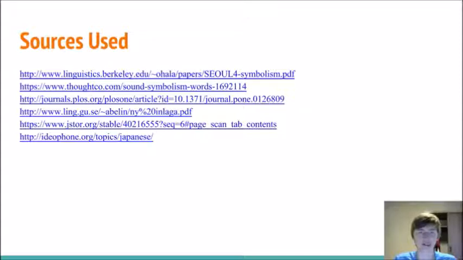If you're interested in sound symbolism as a whole, here are some of the papers that I looked at. And you can do some Google searches and find more resources online.